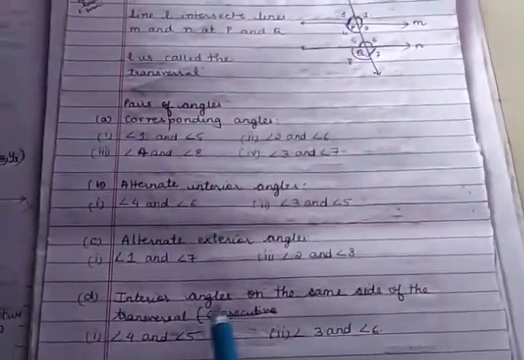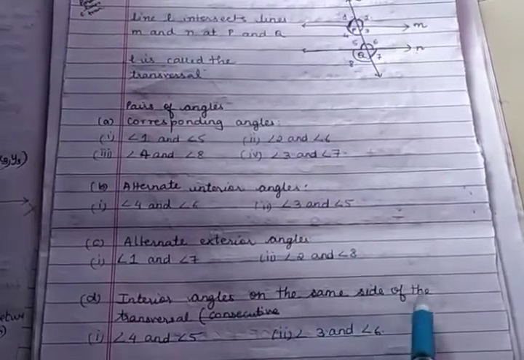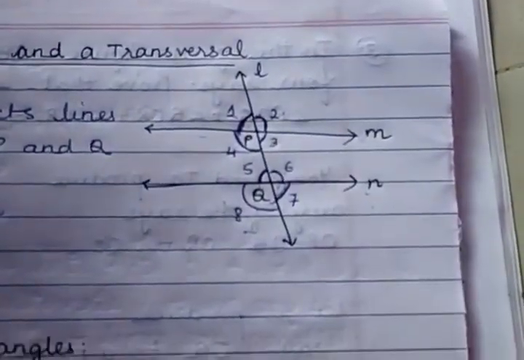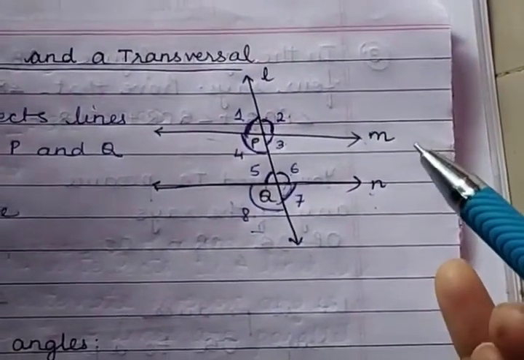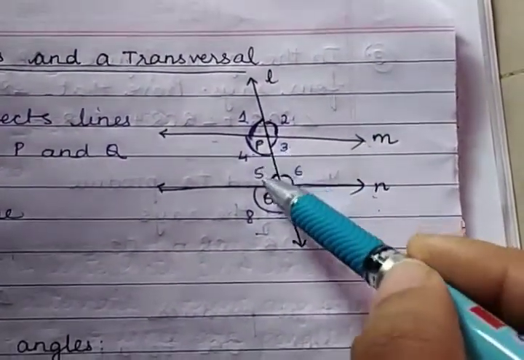Next is interior angles on the same side of the transversal. Now you know the interior angles are what? The interior angles are 3, 4, 5 and 6.